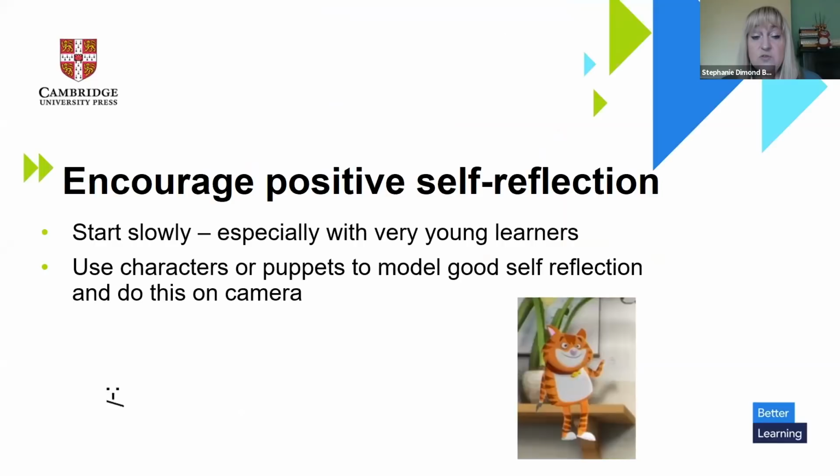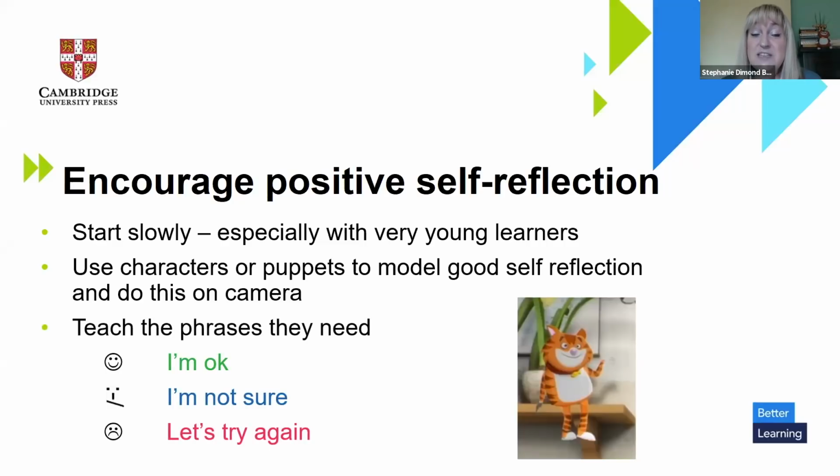You can use characters or puppets to model good self-reflection. As you see, I've got camera in here, so you can use your little puppets and model for them what you're expecting. So you might have Cameron saying, yes, it was good, or I want to do it again, that kind of thing. And you also need to make sure you teach them phrases to do this. If they don't have the language to do it, then you need to support them with that. And it can be simple things like, I'm okay, I'm not sure, let's try again.